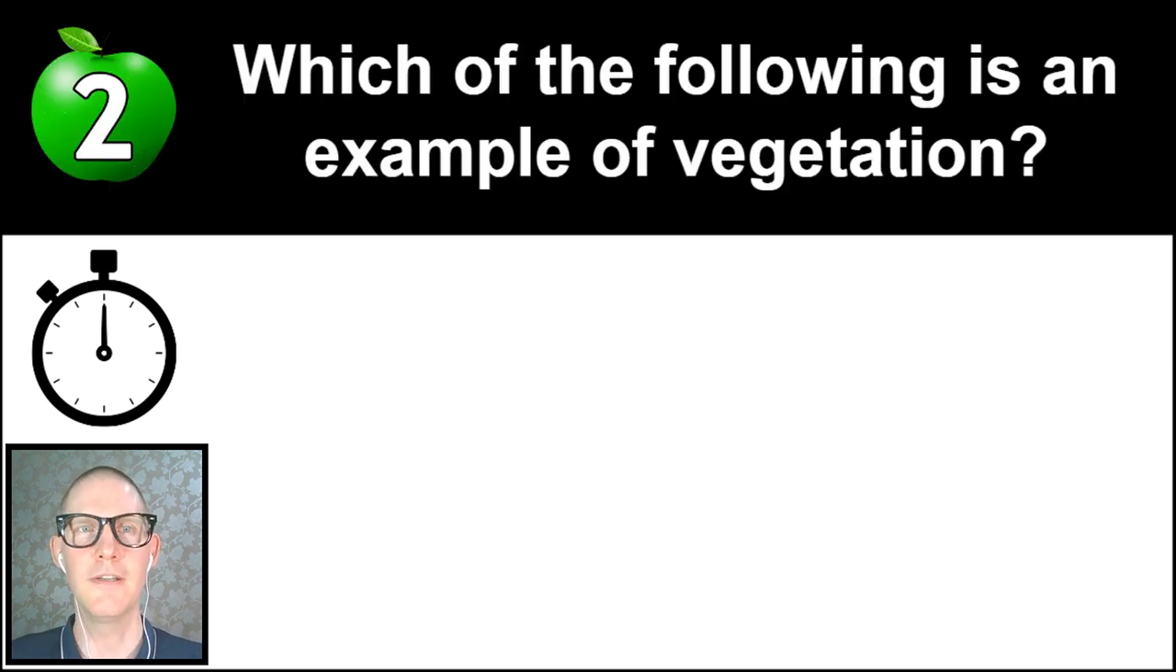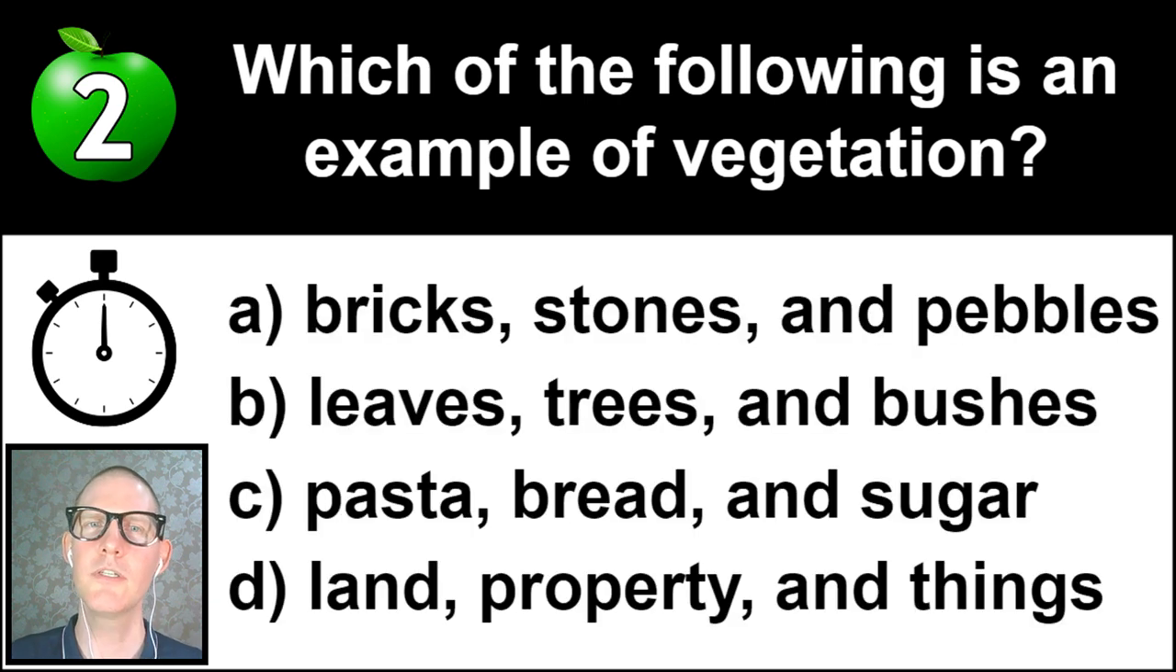All right. Which of the following is an example of vegetation? A, bricks, stones, and pebbles. B, leaves, trees, and bushes. C, pasta, bread, and sugar. D, land, property, and things. All right, time for the music. Answers in the comments.